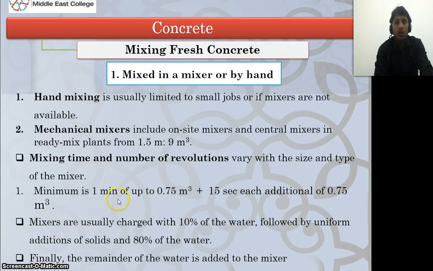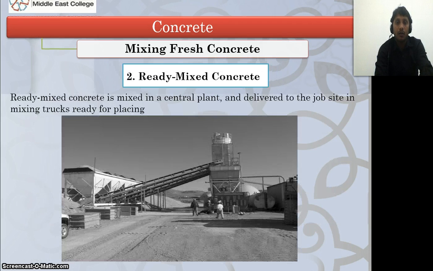So don't worry about all these things. These are only to give a small introduction to all these mixers. Once you go deep into the concrete technology module or building materials module, you are going to study all these in depth. Mixers are usually charged with 10% of the water, followed by uniform additions of solids and 80% of the water. Finally, the remainder of the water is added to the mixer. So please go through the videos. You can understand what mechanical mixing and hand mixing of concrete are.